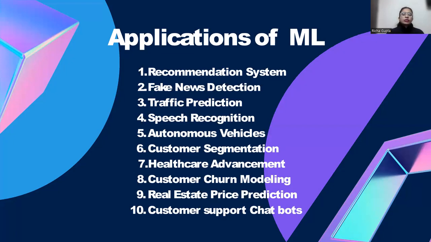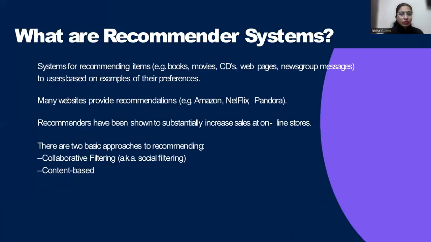So let's start with the very first, the recommendation system, which is of course our topic for today's session, and see how ML helps in this recommendation system. So what are recommender systems, or why do we need the recommendation system? These are systems for recommending items to users based on examples of their preferences. These items can be anything like books, movies, web pages, news groups, blogs, anything. Now, many websites nowadays are using recommendation systems, like YouTube, Netflix, Amazon, Pandora, to increase their sales.